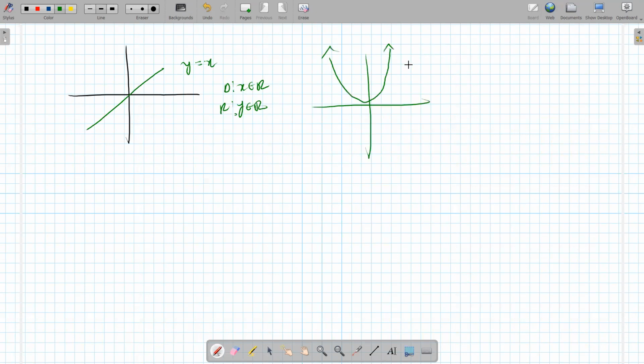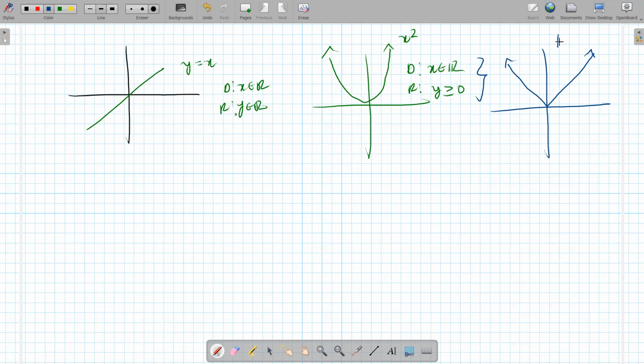What's the domain for a quadratic? x squared. It exists everywhere on the domain, but on the range, it has to be greater than or equal to 0. x squared is very similar to the absolute value of x. They share a lot of properties. The domain and range is the same for both of these. This is the absolute value of x.